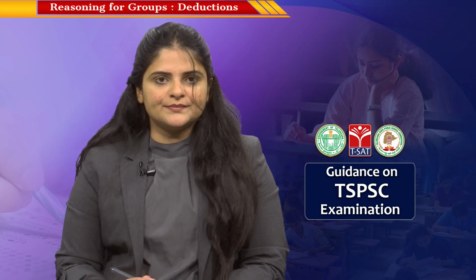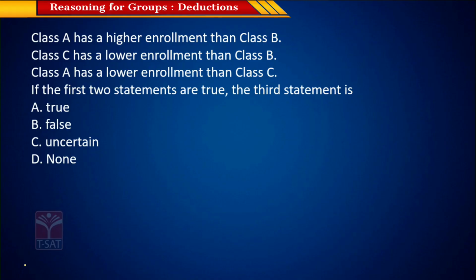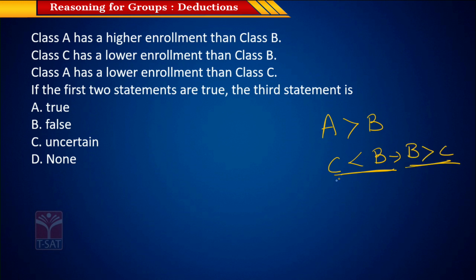Let's look at the next question. Class A has higher enrollment than Class B. Class C has lower enrollment than Class B. So let's say the enrollment of Class A is higher than that of B, and C is lower than that of B. If you rewrite this, the enrollment of B is greater than C. You know how to combine these two inequality statements. You can write it as A is greater than B is greater than C. So you can definitely say that Class A has higher enrollment than Class C.